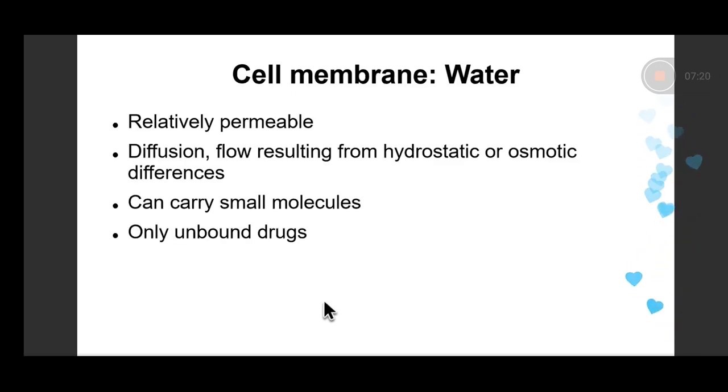Okay, now let's talk about the different components moving across. The cell membrane is relatively permeable to water. Water moves across membranes by diffusion, the flow resulting from hydrostatic or osmotic differences. This water can carry small molecules, and only unbound drugs can move across with the water.